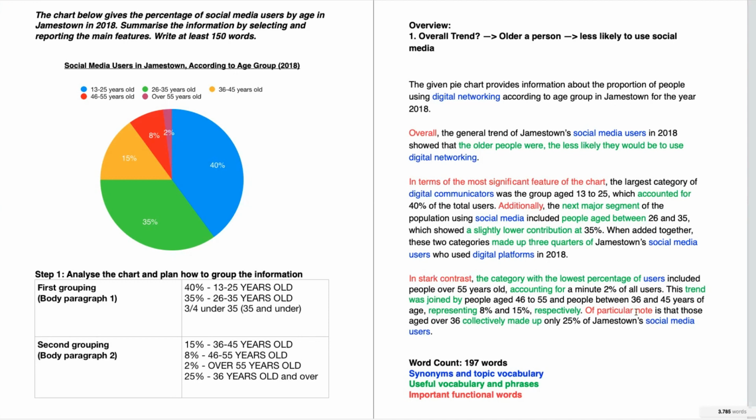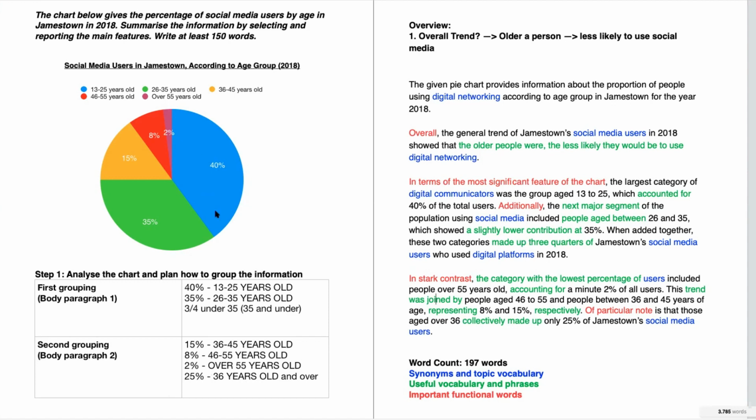And then of particular note is another advanced phrase that is great when you want to call your reader's attention to something interesting. And in our case, it was this last piece of information here about 25% of Jamestown's social media users. So there you have it. That is our essay with one pie chart.